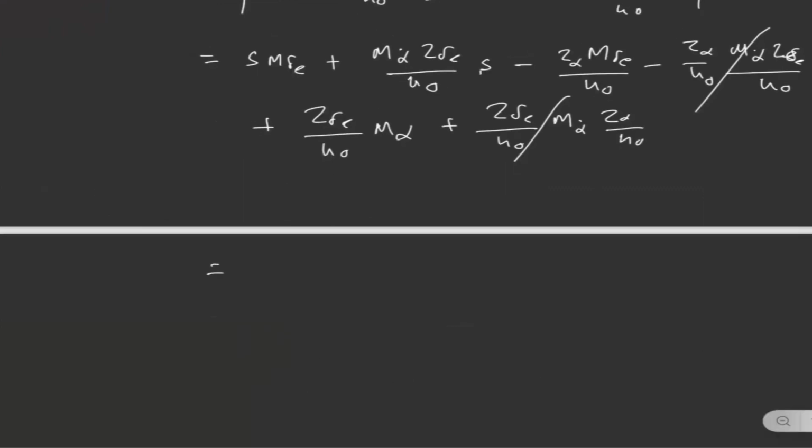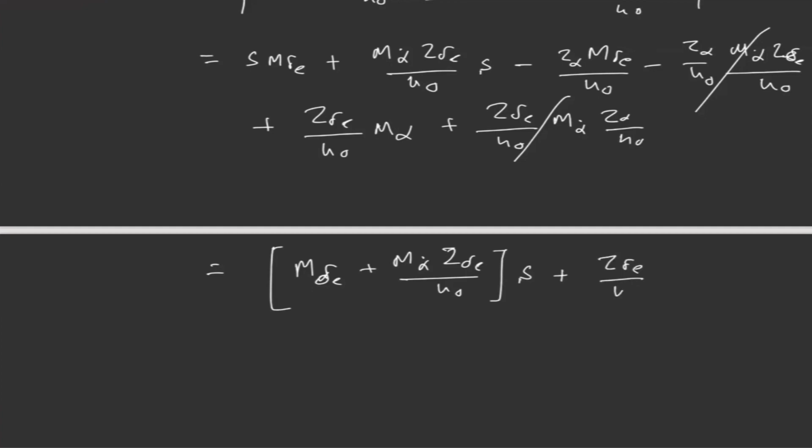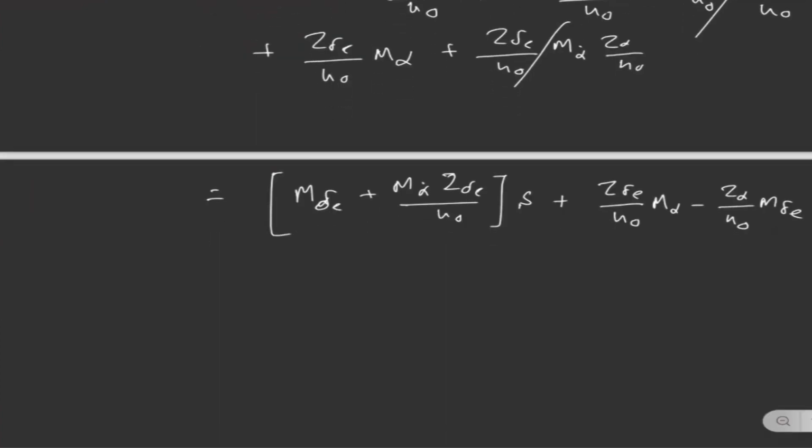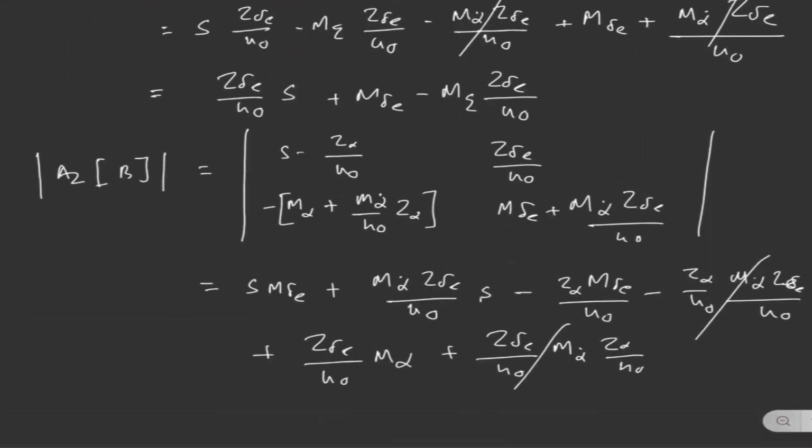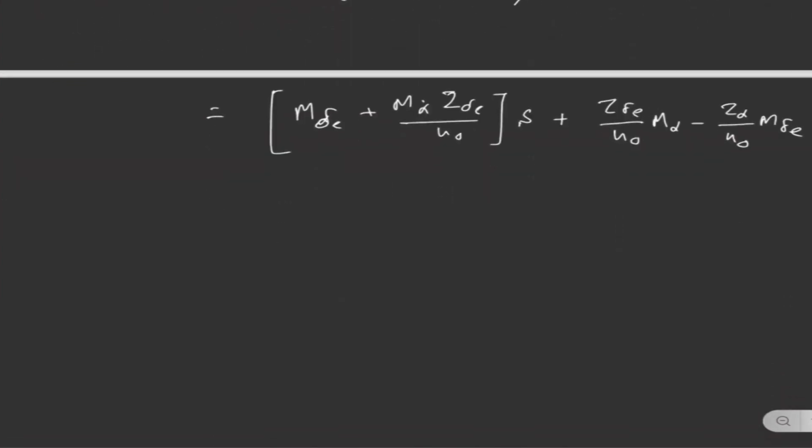From this equation, we can further simplify: M delta I plus M alpha dot G delta I divided by U naught into S, plus delta I U naught M alpha minus G alpha divided by U naught M delta I. So using the above mathematics, we can find the transfer function now. We have all the terms which can be used to find the transfer function.